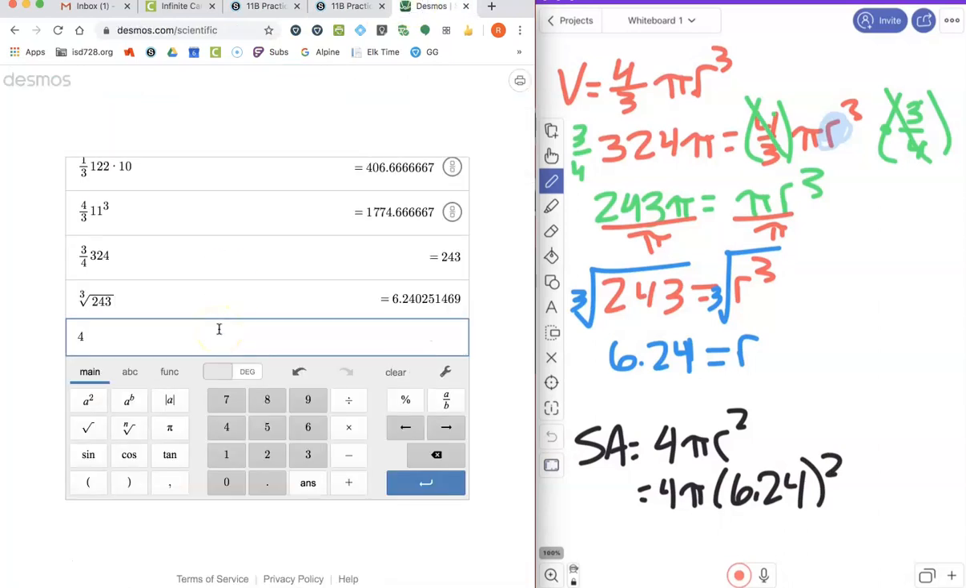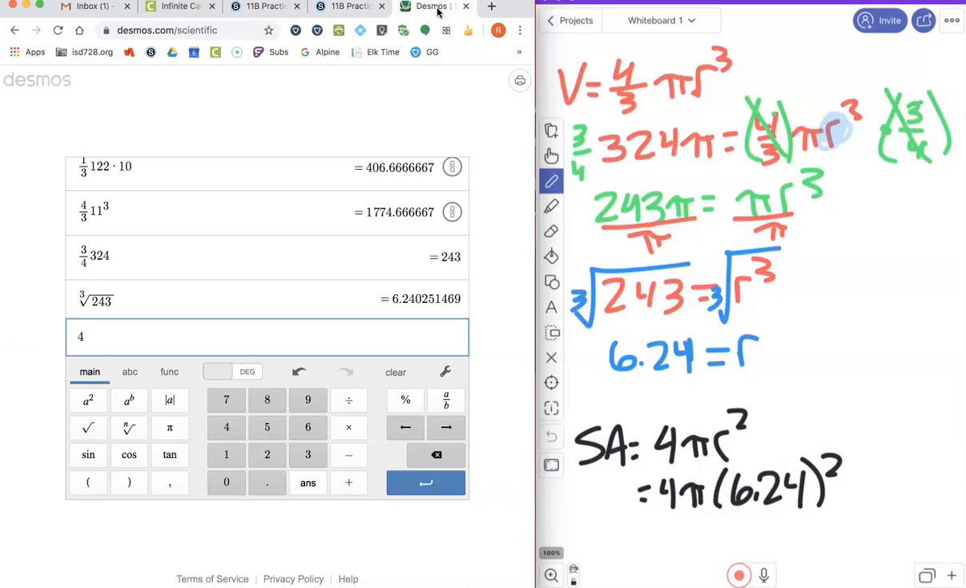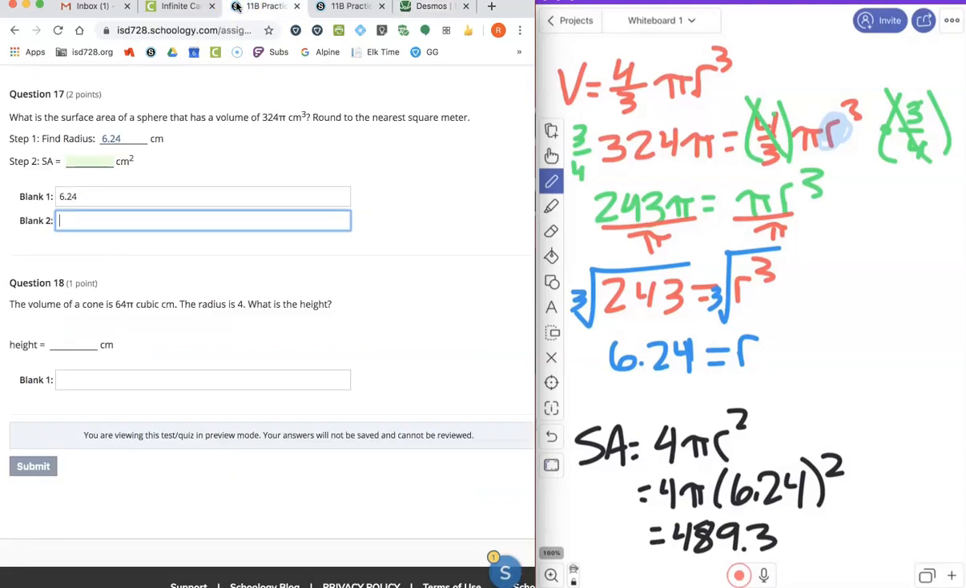So we have 4 times, and we're not doing this in terms of pi, we're punching it all in. 4 times pi times 6.24, and we are squaring that. So we have 489.3. Now this is in square units, whatever our units are, centimeters. And we have our surface area.